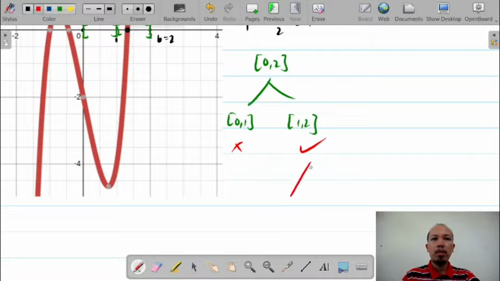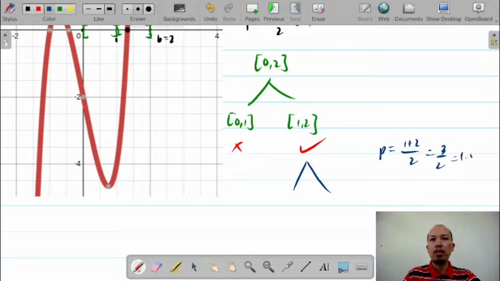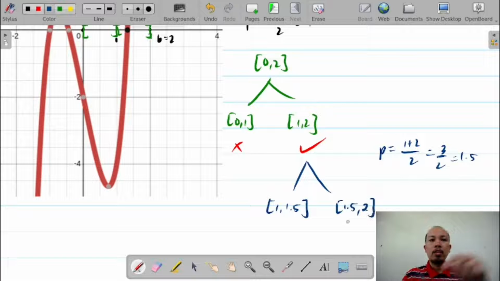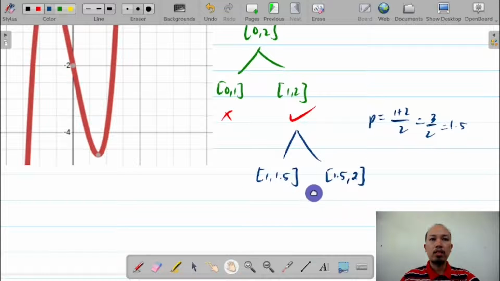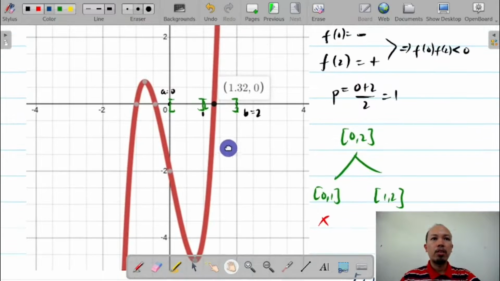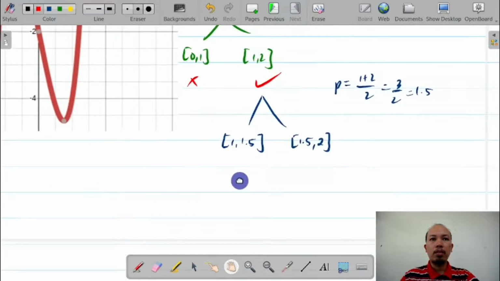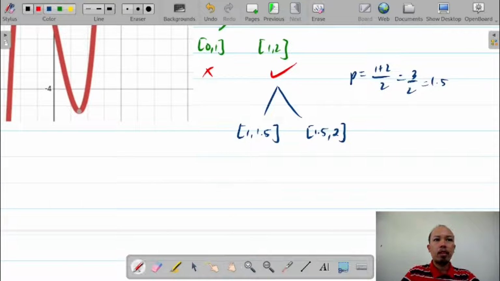What we will do is divide again. p is equal to 1 plus 2 divided by 2, so we have 3 over 2, or 1.5. Our intervals are 1 to 1.5 or 1.5 to 2. Which of these contains the root? If you look at the graph, this is 1.5, and the correct side is this one here. This is the interval that has the root.